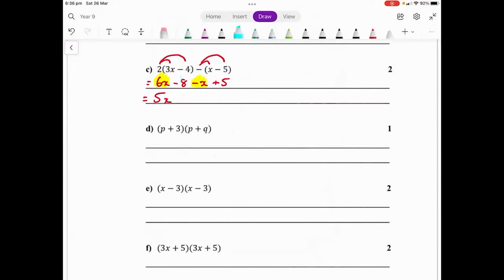Then we combine the like terms. 6x minus x is 5x. Minus 8 plus 5 is minus 3. Final answer, 5x minus 3.